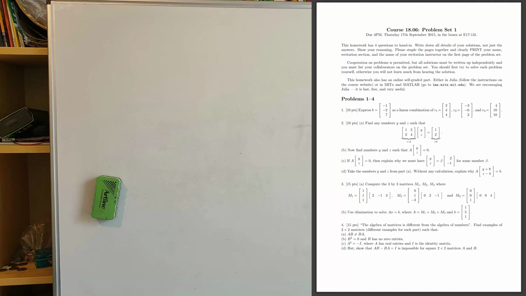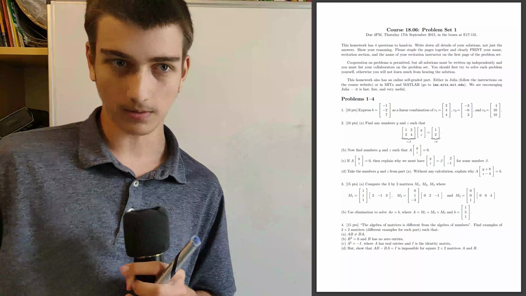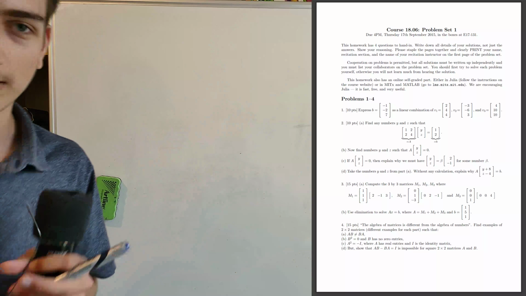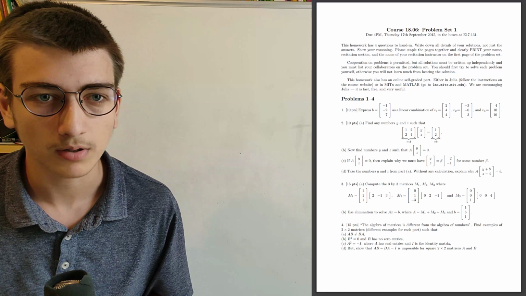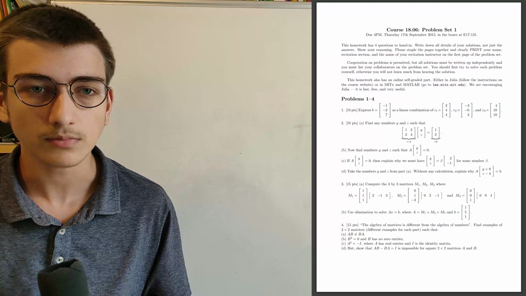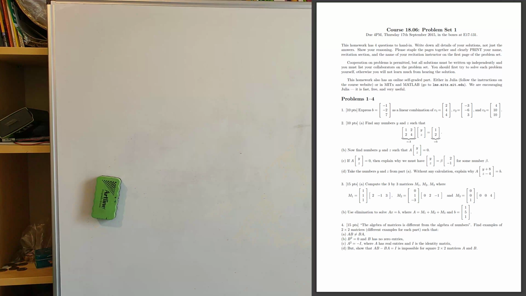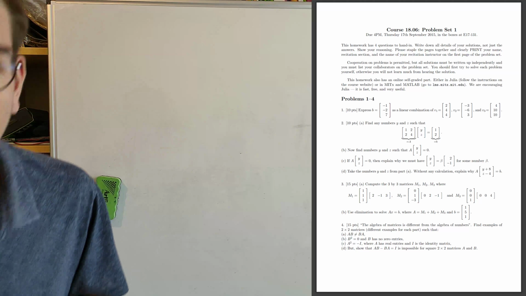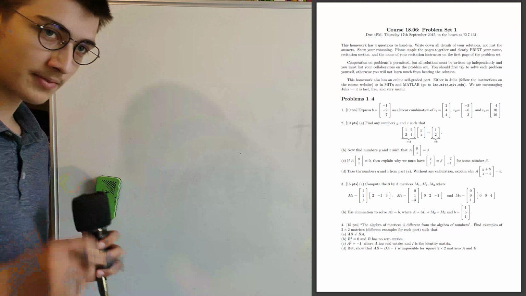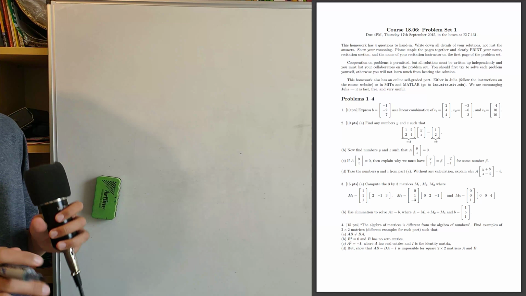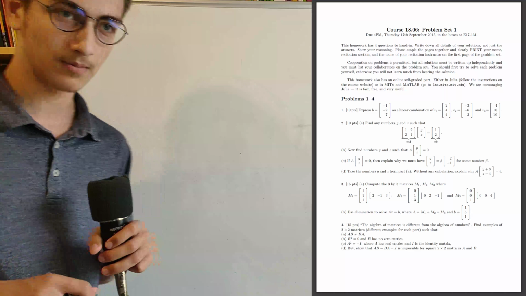So the first problem is 10 points. I can't read from here. Let's see, take my glasses. First problem is 10 points, and we need to express b as a linear combination of v1, v2, and v3. Okay. So a bit of theory before we start. If you hear someone from outside, it's the neighbors who are playing.